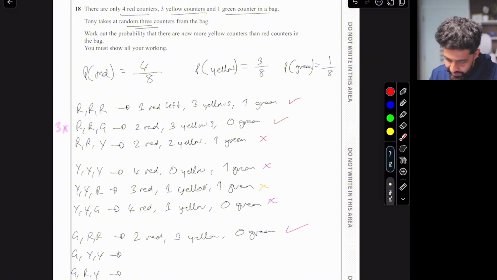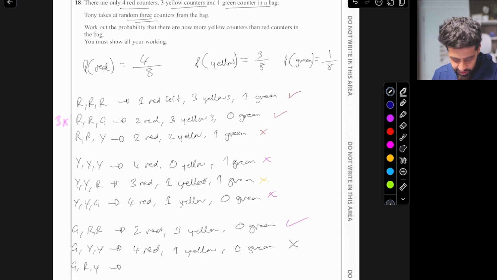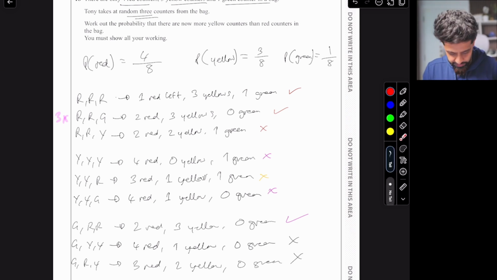The next one, we have got 1 green and 2 yellows gone. So the reds are untouched, so 4 red, and 2 yellows gone, which means 1 yellow left and 0 green. And we don't want that anyway. And the last one, green, red, and yellow, 1 of each color. So 1 red less, which means 3 red, 1 yellow less, which means 2, which we don't want straight away, and 0 green. We don't want that straight away. And the last one, did I do the last one? Green, yellow, red. Yeah, okay.